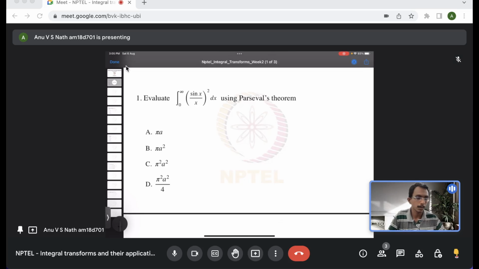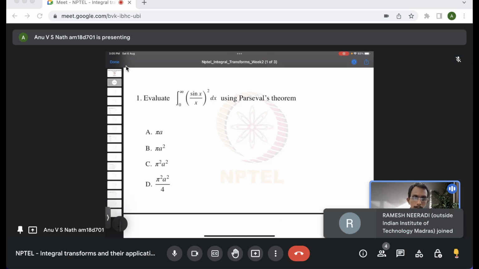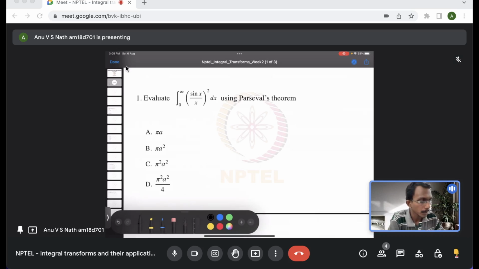Before going to Laplace transforms, I have one problem from Fourier transforms. Evaluate the following integral, integral 0 to infinity of (sin x by x) the whole squared dx, using Parseval's theorem. We have 4 options here. You can try for a minute, it's easier to do. Then I will start explaining. Meanwhile I will write what Parseval's theorem is.